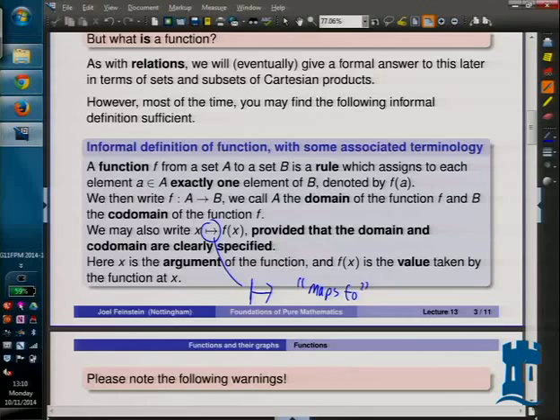It's the maps to symbol that tells you where x is going to go. In this case, it says, if you start at x, you're going to end up at f of x. And sometimes we'll use that in order to say what the rule is. But this only really makes sense if you've decided what your domain and codomain are, and the rule works. And you can say x is the argument of the function, and f of x is the value taken by the function. So you have function values.